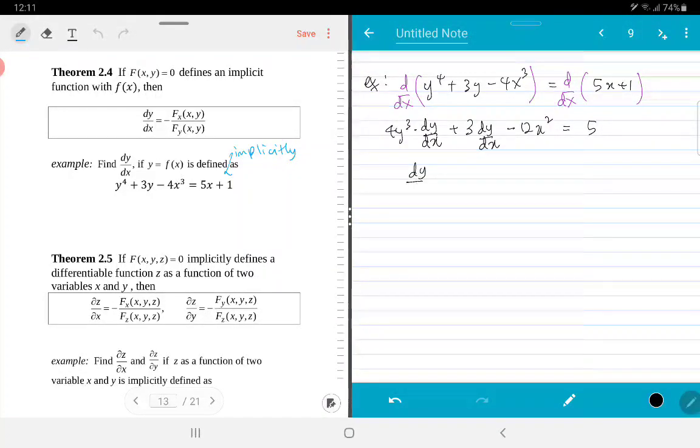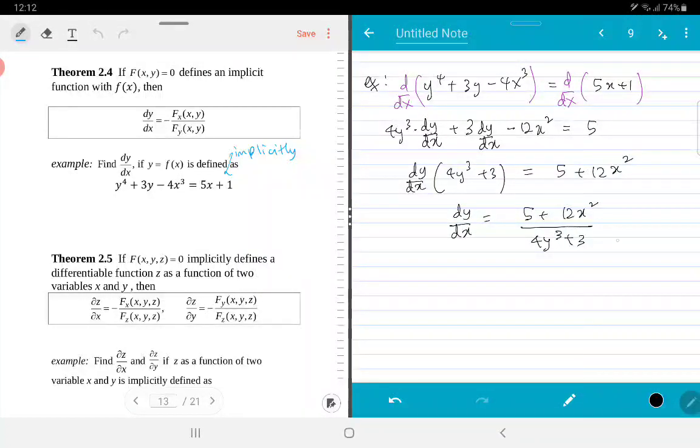The next step is to factor all the terms with dy/dx. So we have 4y cubed plus 3. And the terms without dy/dx, we have 5 plus 12x squared. The last step is to divide both sides by the expression inside the bracket here. So we have dy/dx equals 5 plus 12x squared over 4y cubed plus 3. This is obtained from implicit differentiation. This is called implicit differentiation.